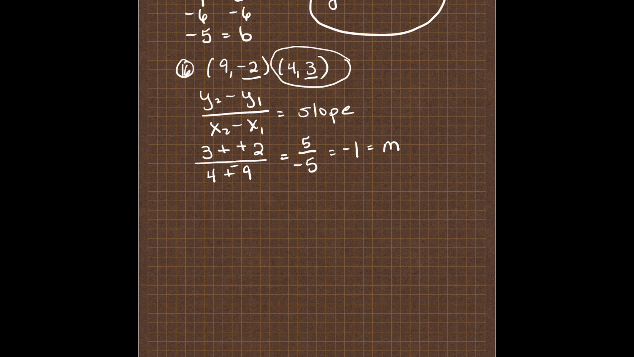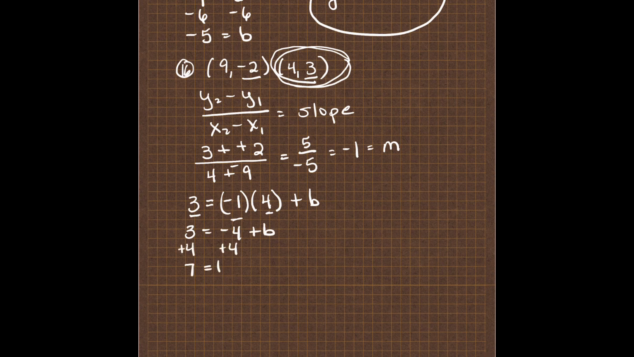In this case, I usually just go for the one that doesn't have negatives, but doesn't matter. They're equally good. Y equals mx plus b. Okay, this was a y and an x that went together from up here. And then I had my slope that I solved for. So 3 equals negative 4 plus b. Add 4. I get 7 equals b. Let's write the equation. Y equals negative 1x plus 7.